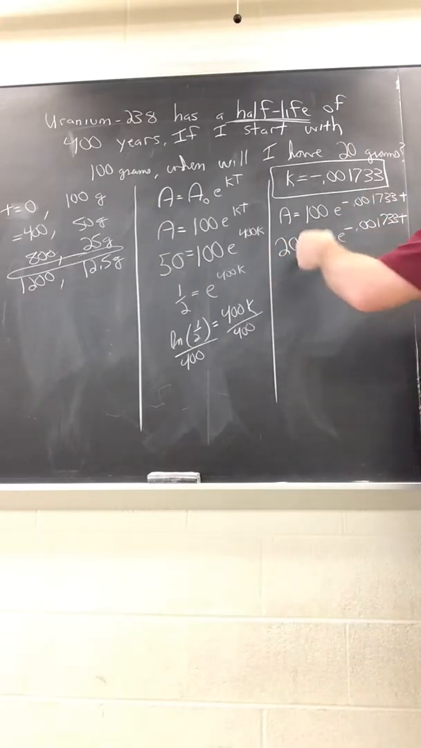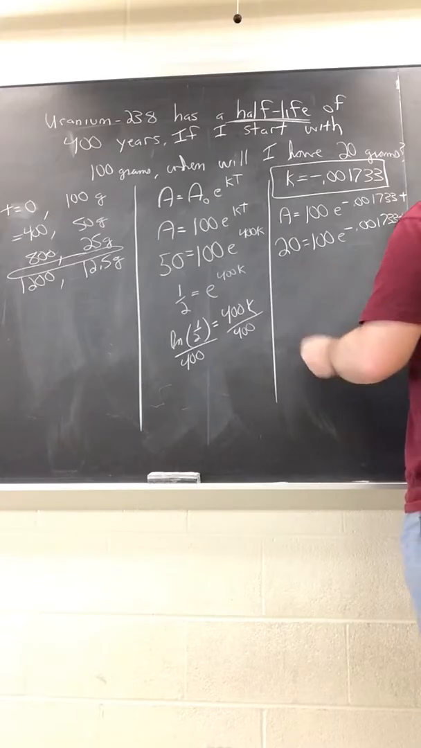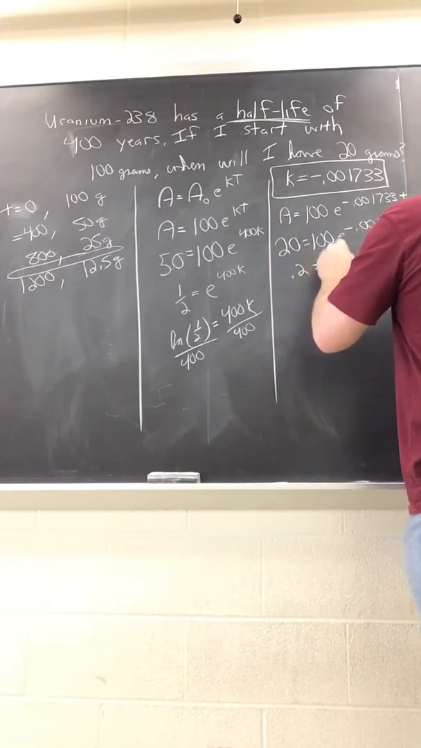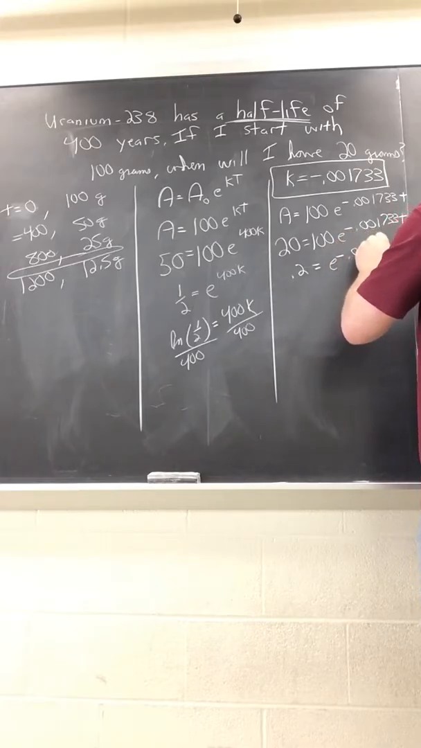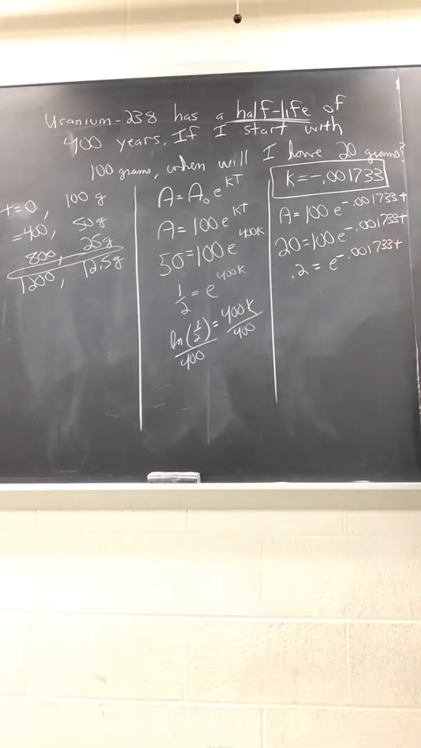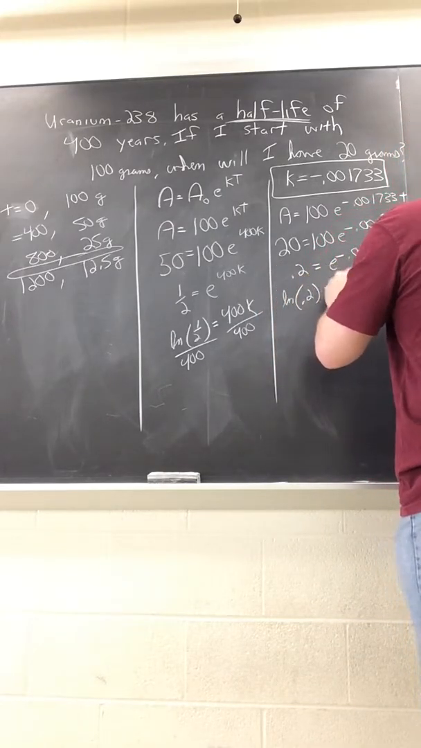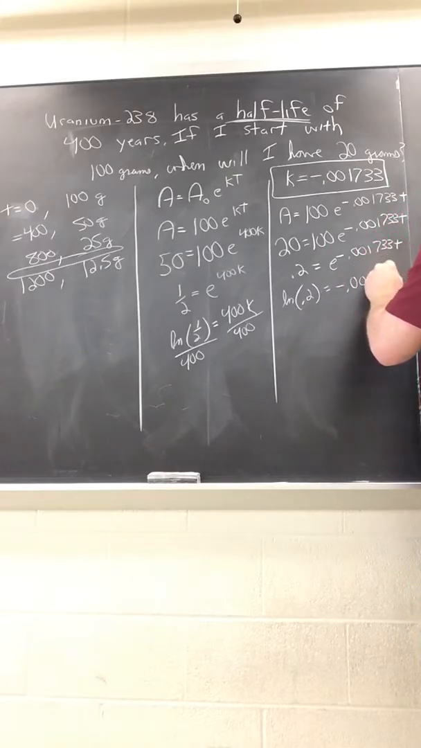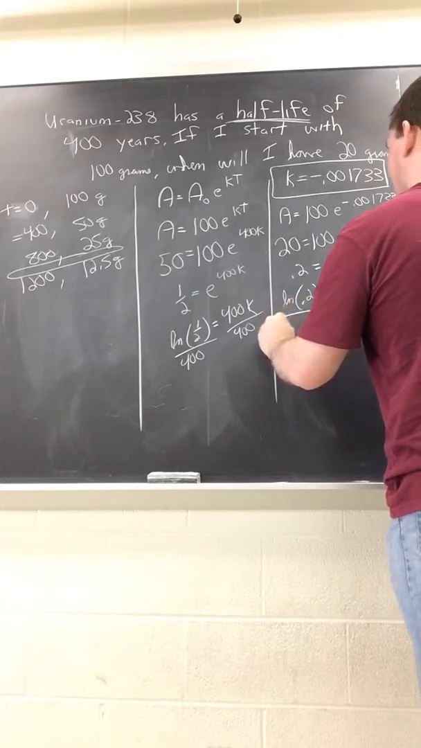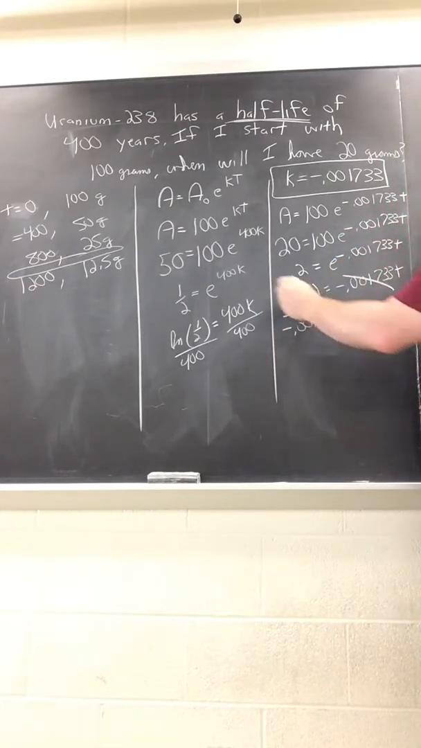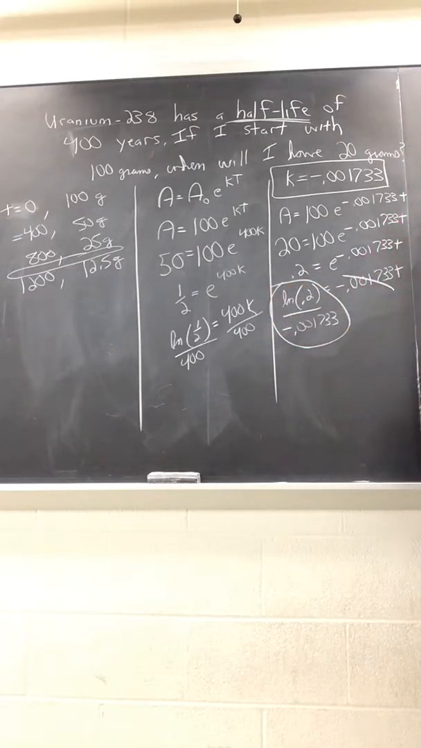Divide by 100. 20 divided by 100 is 0.2. So we get 0.2 equals e to the negative 0.001733t. Bring down the power. Take the natural log of both sides. ln of 0.2 equals negative 0.001733t. And then divide by that. So negative 0.001733. And that will be my t right here.